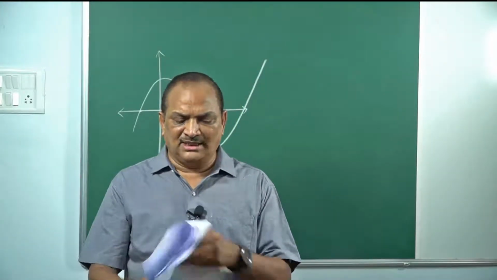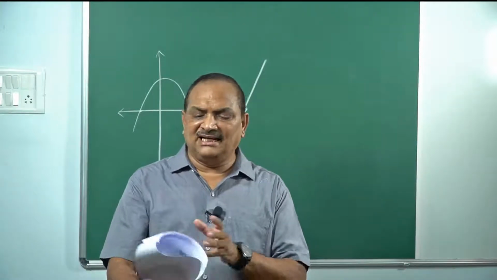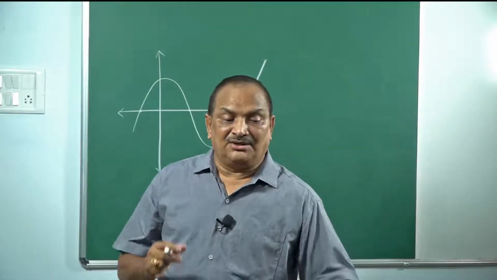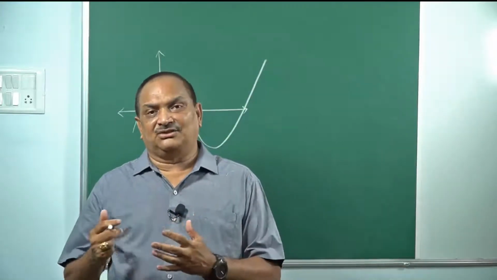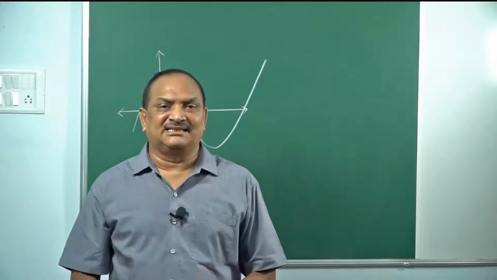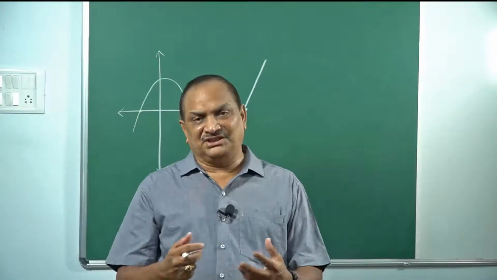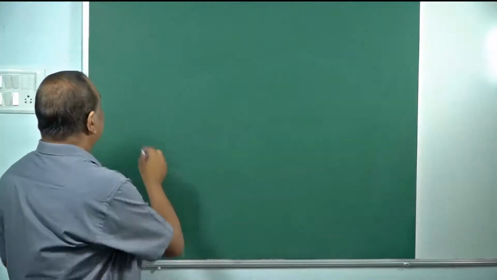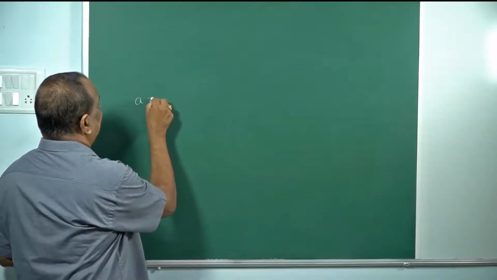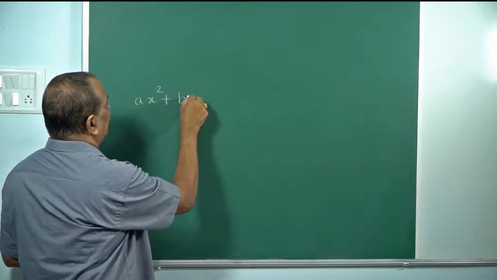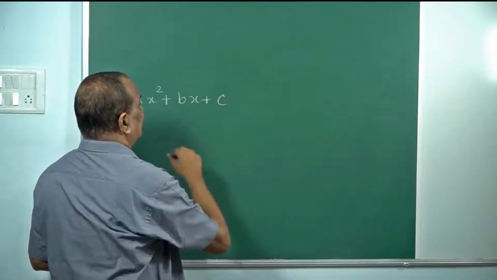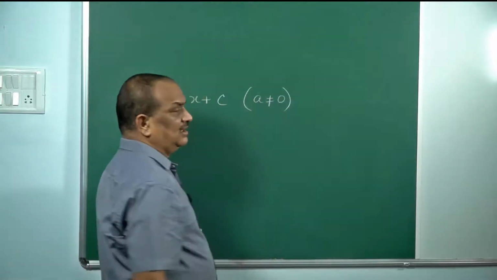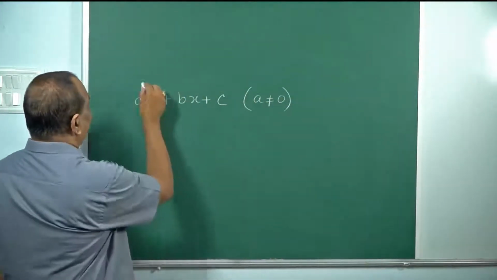I move to a simple topic here. What's the relation between the coefficients of x square, x and the constant with that of the zeros? So we study that relationship actually. Like, let us say there is a quadratic polynomial like this, and the condition is a cannot be 0. See, a quadratic polynomial we have considered.